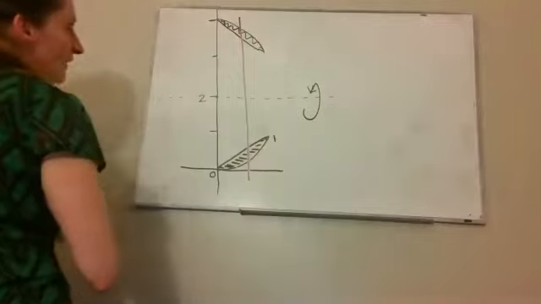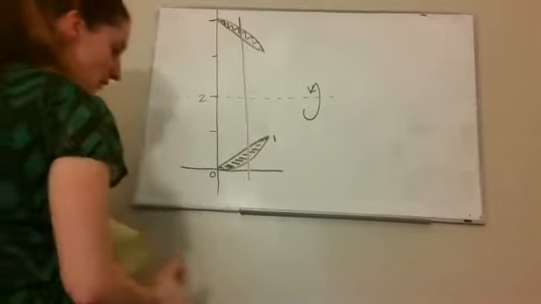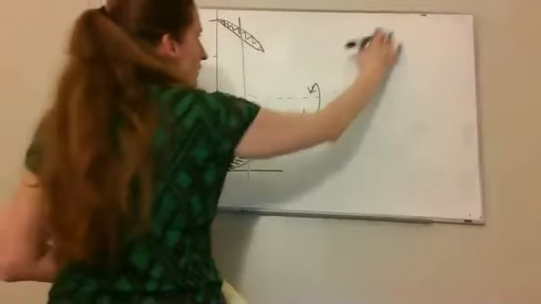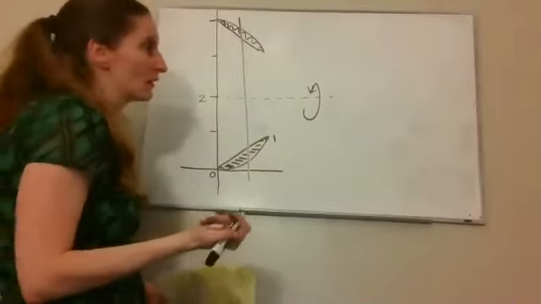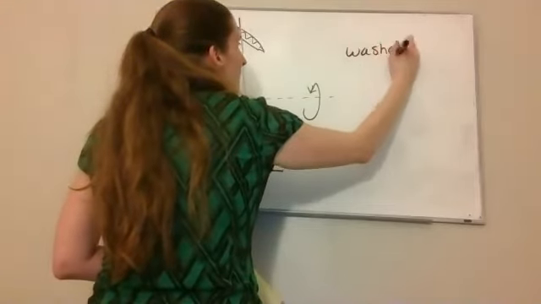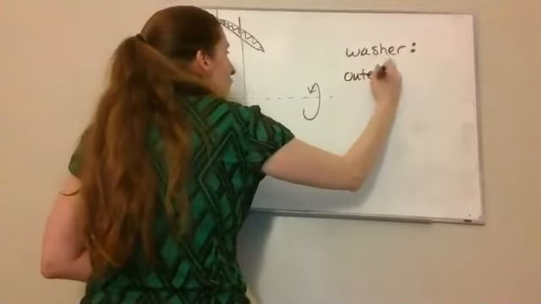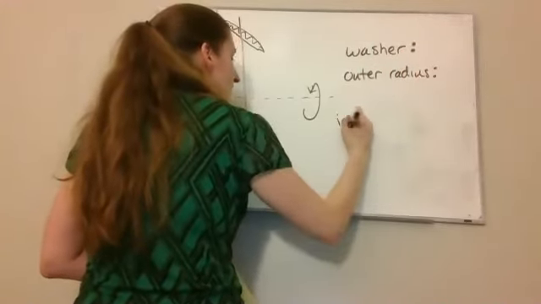There's the slice, and remember that these pieces are connected all the way around. So what is the cross section going to look like? Well, we have this gigantic hole in the middle. We know it's going to be a washer. And we need to find our outer radius and our inner radius.